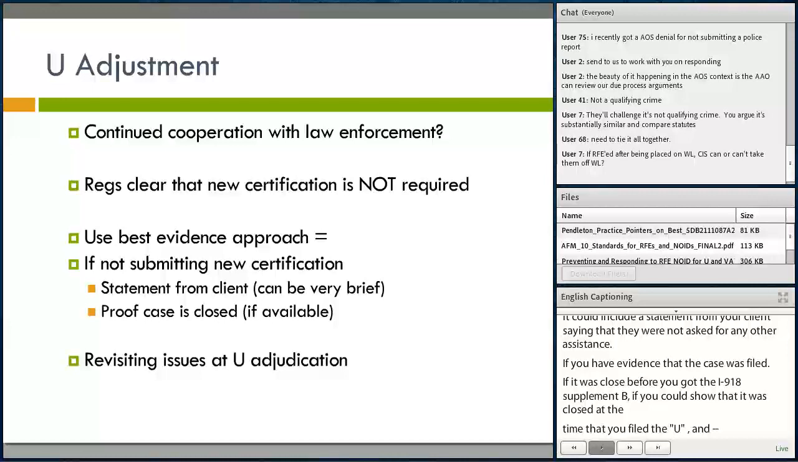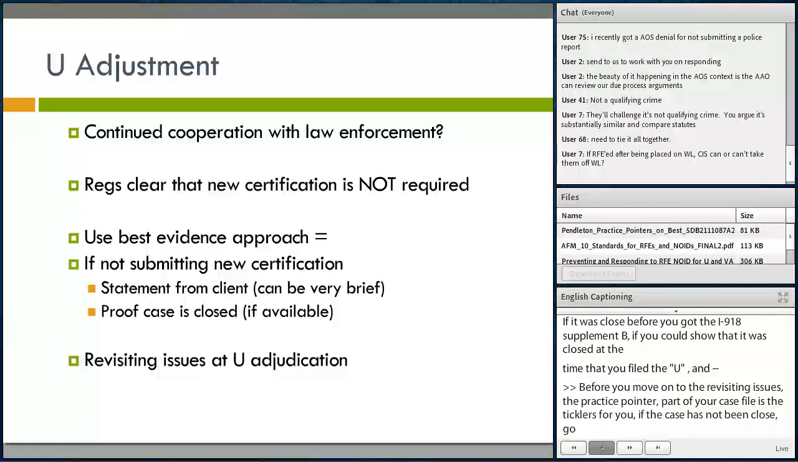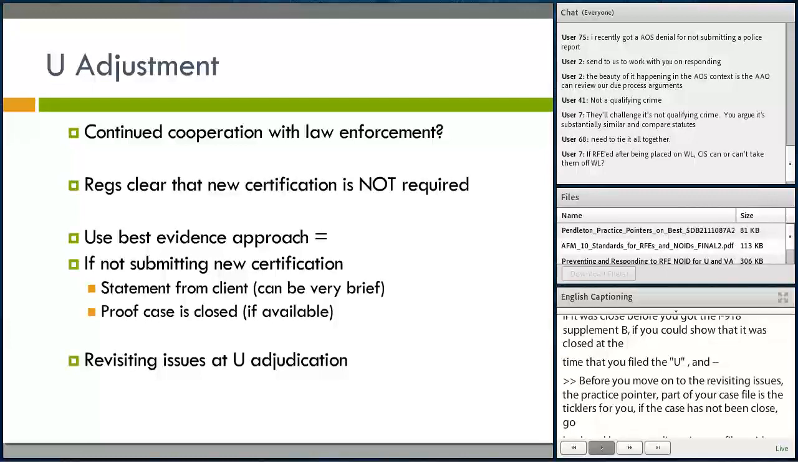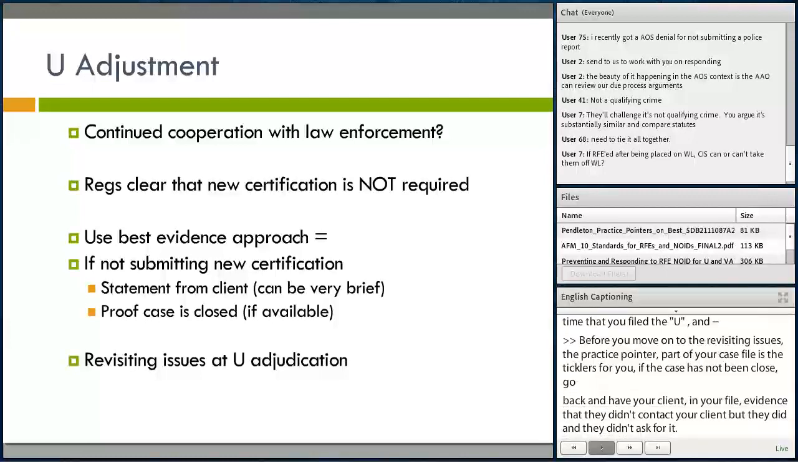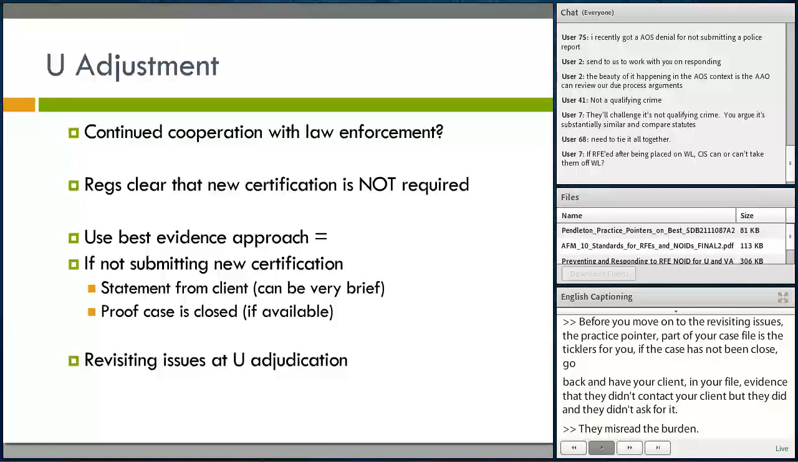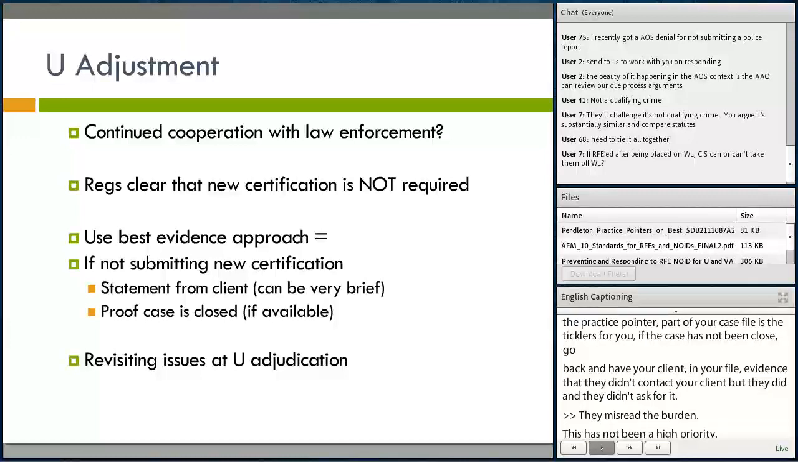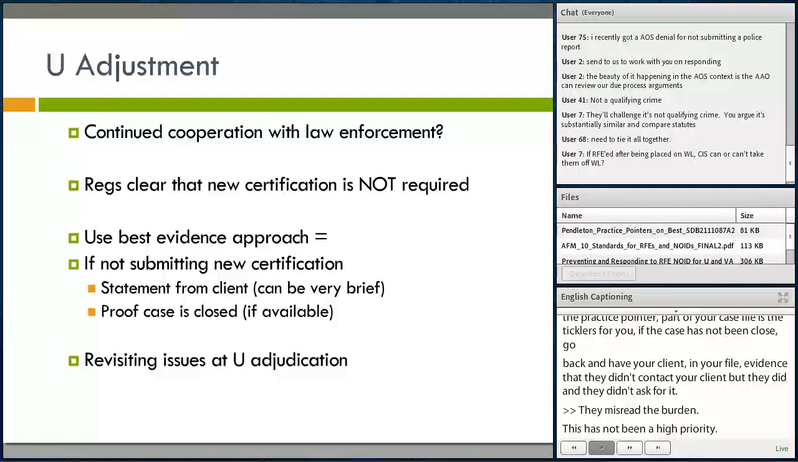No, and before you move on to the revisiting issues, I think a practice pointer on this is that part of your case file is ticklers for you. If the case hasn't been closed, go back and have your client call them every year and say, do you need any more help? So that you have in your file evidence that not only did they not contact your client, but your client actively tried to be helpful if they didn't ask for it. Yeah. But I do actually think this is not our burden. I think they've actually misread the burden in the statute. It's just this has not been a high priority for us to challenge.